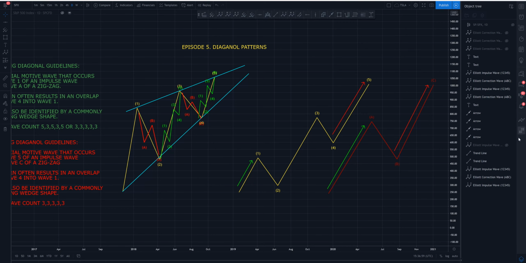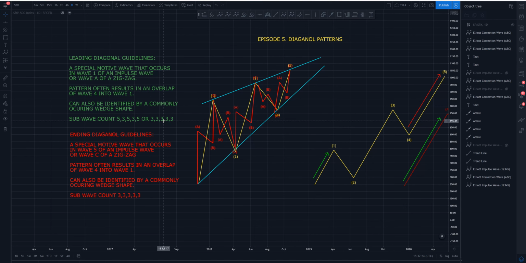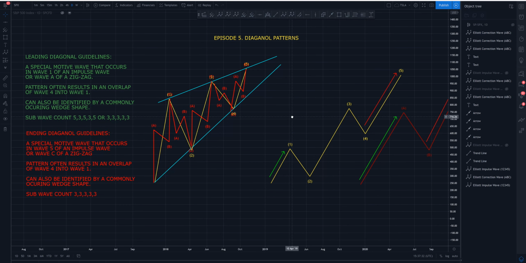Here is an example of the 5 waves in the 1, 3 waves in the 2, 5 waves in the 3, 3 waves in the 4, and 5 waves in the 5. This is the exact subwave count of an impulse wave also. An alternative to this, for a leading diagonal, can be a structure of a series of 3 waves. 3, 3, 3, 3, 3, as you can see here.